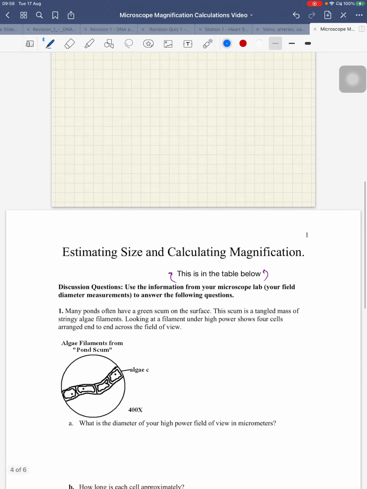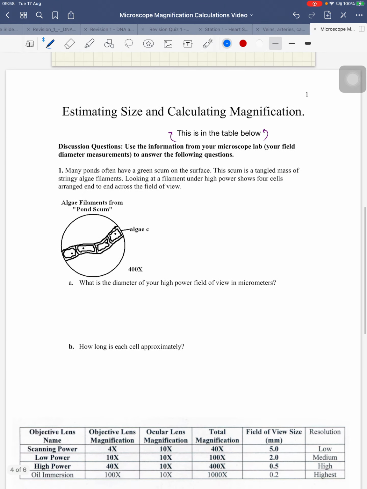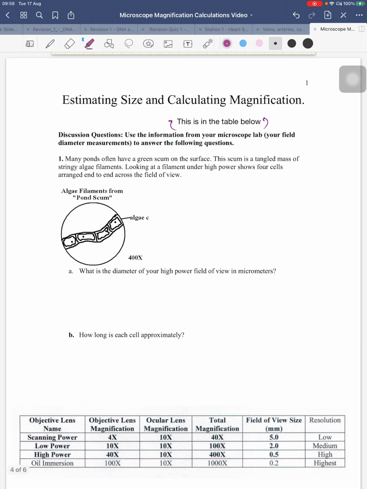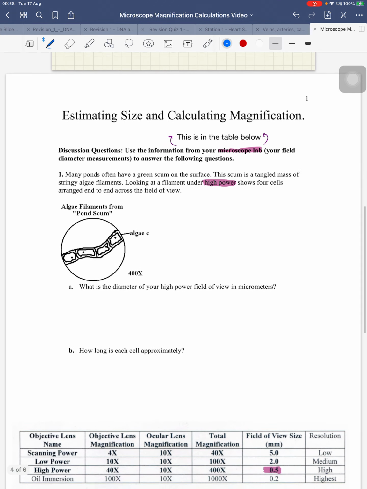Now the other thing, and again, if we were in school we would do this, is estimating size and calculating magnification. In this particular question, we're looking at algae from a pond. Under high power, it shows 4 cells here. From your microscope lab, we didn't do that lab, so I put it in the table below. High power has a field of view.